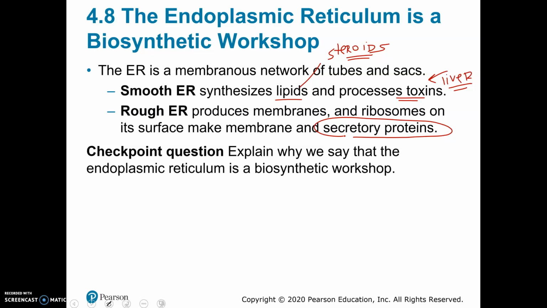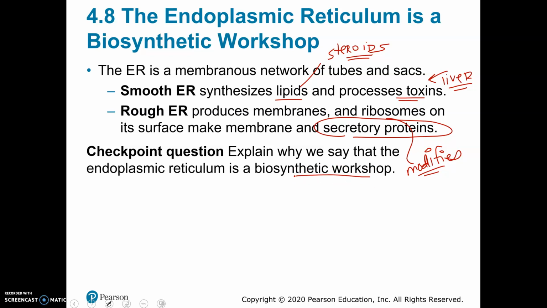The ribosomes actually build the proteins. What the rough ER really does is modify them. It's kind of not clear here, but I always like to explain that it modifies proteins that the ribosomes make them, and then the rough ER modifies them. So it's a biosynthetic workshop because it's putting all kinds of finishing touches.